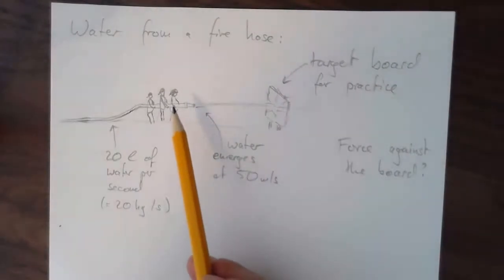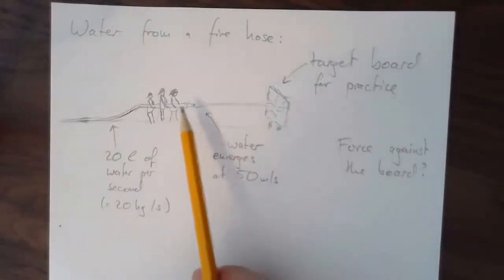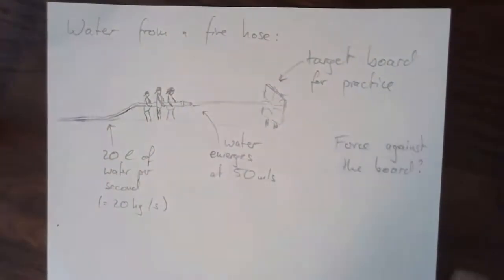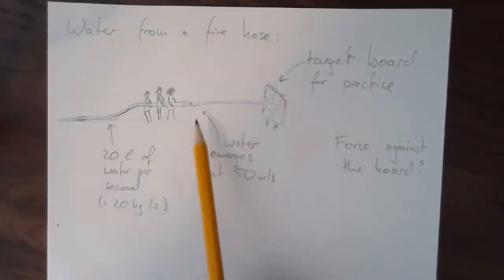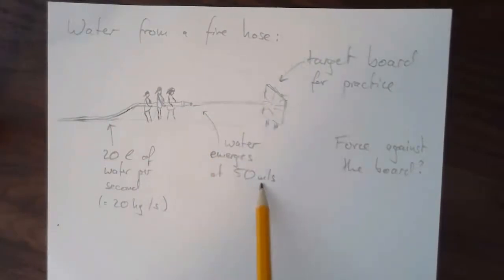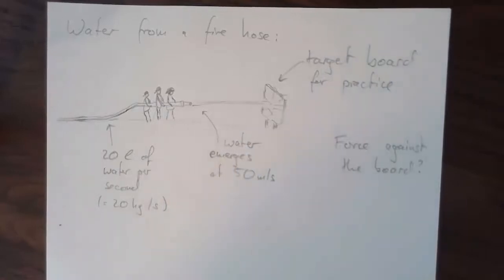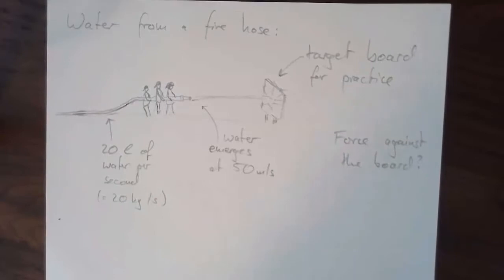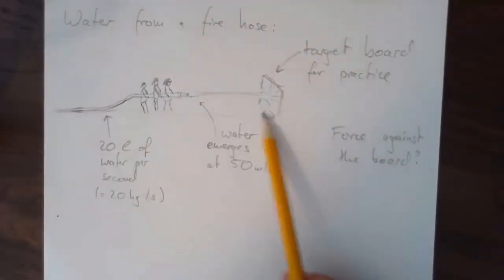That's a little bit more than 5 gallons if you're the imperial unit type. And we mentioned the water emerges at 50 meters per second. I think those values are realistic-ish for real fire hoses, at least in the right kind of range. I want to figure out what is the force against that board.